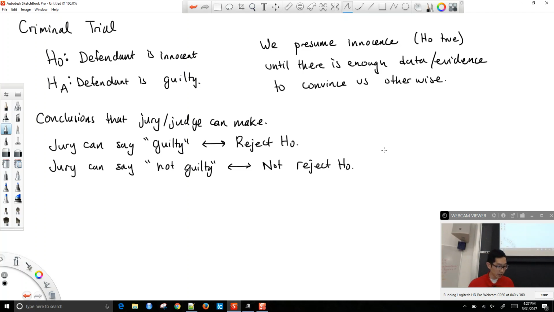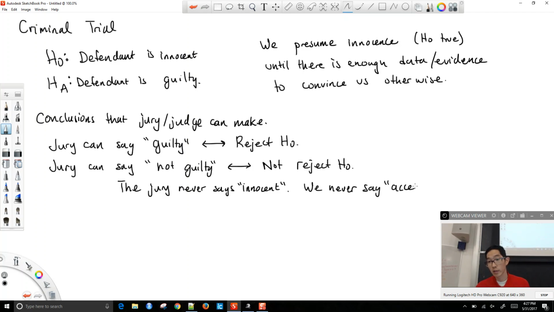Notice the jury never says innocent, and likewise, we never say accept the null. Okay? Because saying not guilty is not the same thing as saying innocent. It just means there was not enough evidence to convince us of guilty.